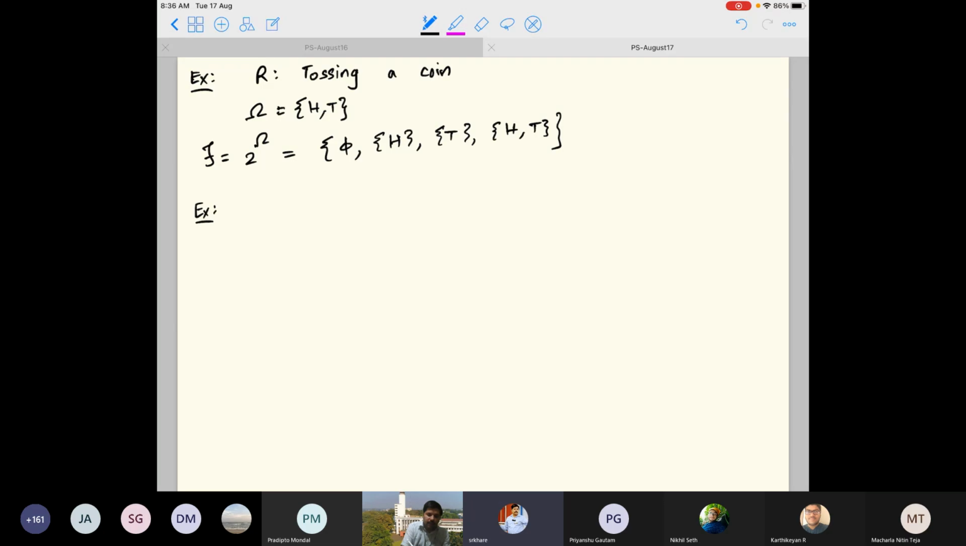Another example: the random experiment is rolling a die. So why do we call this algebra? Actually, it is also called a field, sigma field. It's a terminology. I really do not know why it is called algebra, but it's a terminology. I will just check it up and I'll let you know.